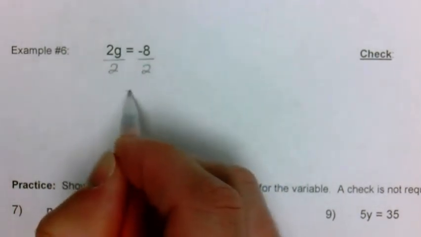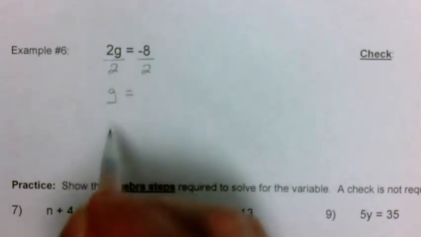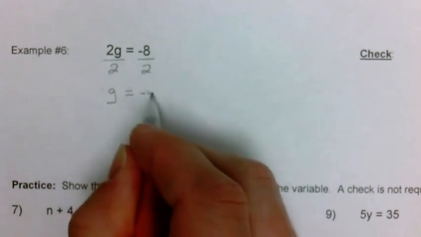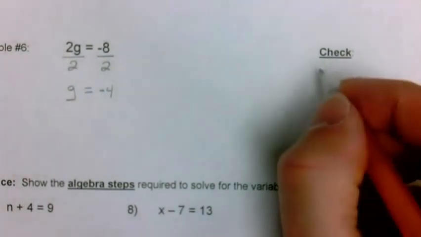Bring your equal sign down. 2g divided by 2 on the left is 1g, or just g. And on the right, negative 8 divided by 2 is negative 4. So I think g is negative 4. I'll make sure with my check.